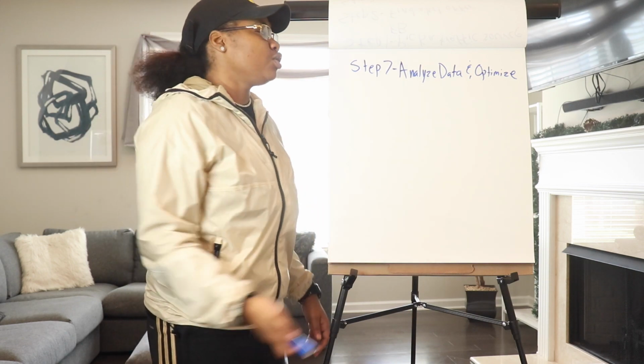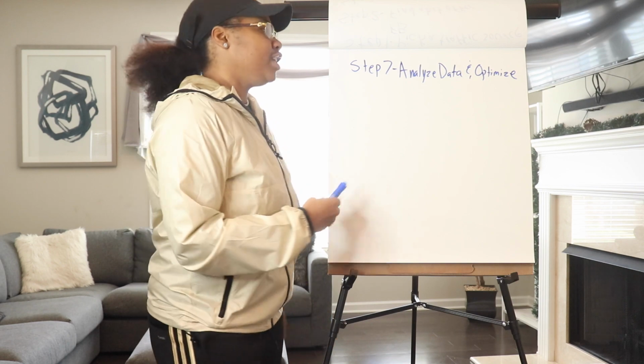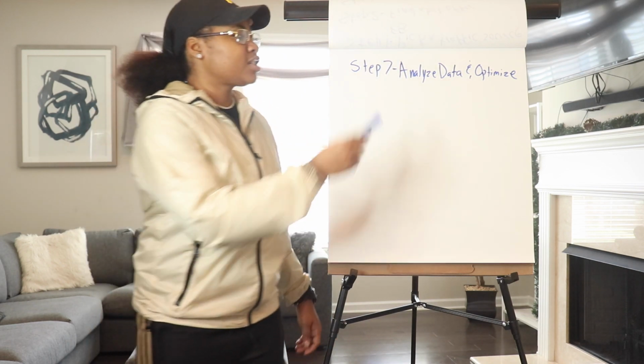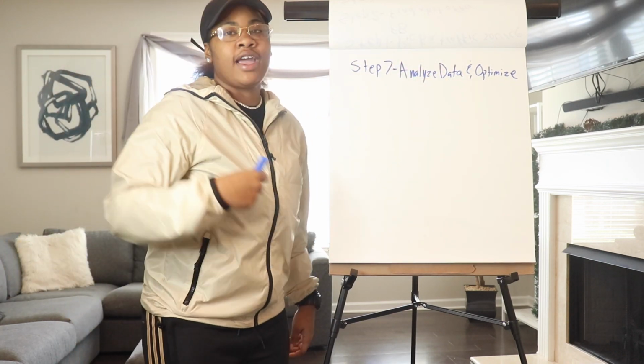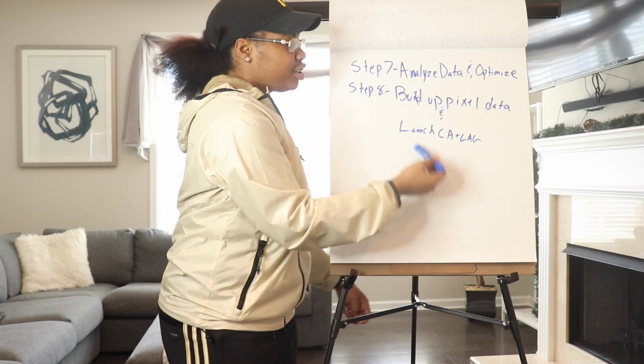And for all my Mobile Academy students, step 7 is actually week 7 in the course. So once you get to step 7 right here, go to week 7 in the course. And this is going to teach you how I analyze and optimize my data, so you can move on to the next step, which after that is build up your pixel data and launch your custom audience and lookalike audiences.